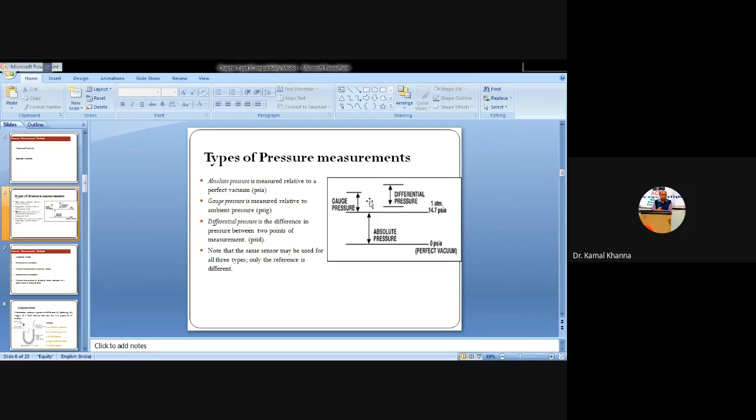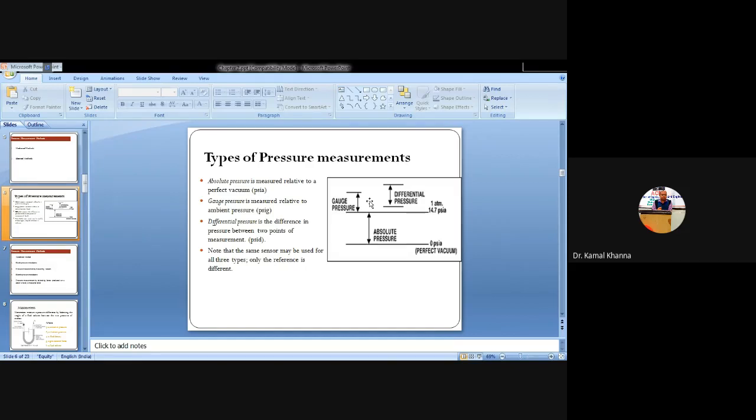That is, when there is no atmospheric air present in the system, that is called the vacuum pressure. If you have sucked all the atmospheric air from the system, from a room, then the pressure that is left out, or that is being measured at that point, is known as the vacuum pressure.